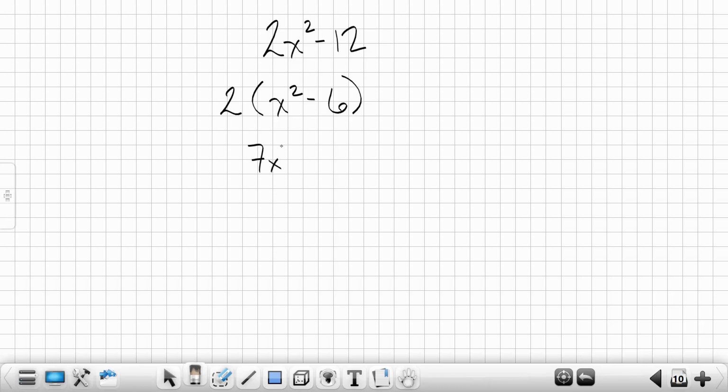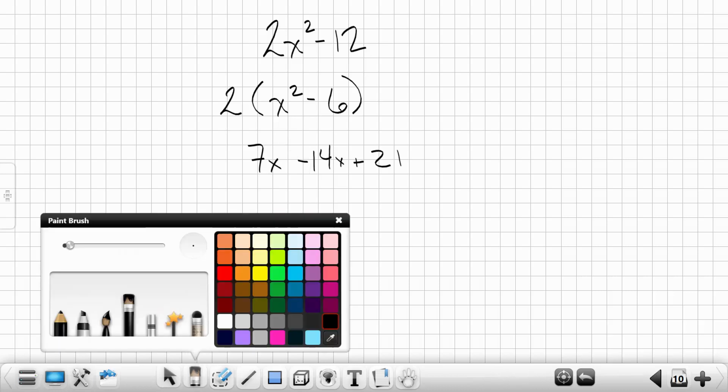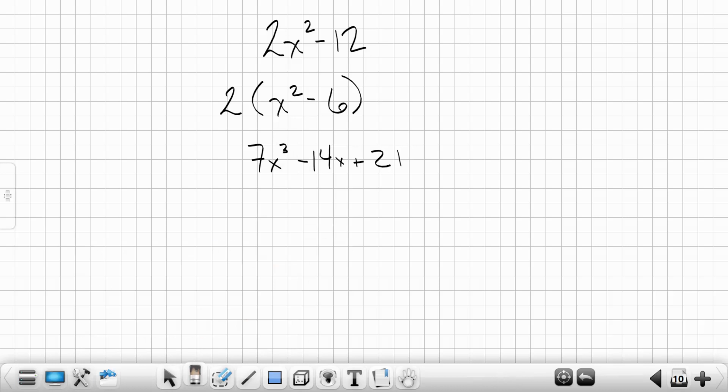We have 7x squared minus 14x plus 21, I believe. Cubed. Hey, I remembered everything else from like an hour and a half ago, so you could jump on people's heads. Anyways, 7. We're going to factor a 7 out.